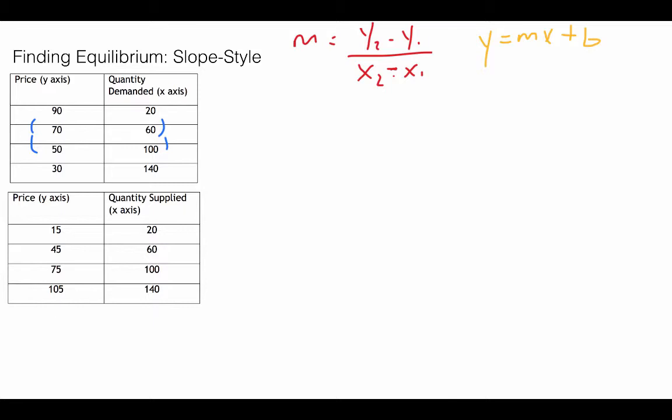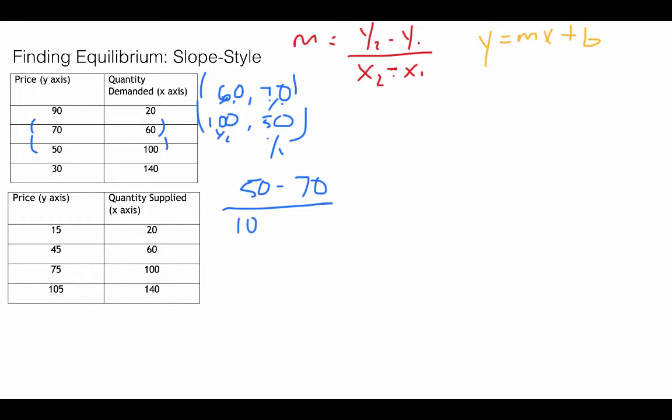So I have a point of 60, 70, and a point of 100, 50. I set those up and label them x1, x2, y1, and y2. Now I just plug in: y2, 50 minus 70 over 100 minus 60. I'm left with negative 20 over 40, which I know to be negative 1/2. So there is my slope of demand, negative 1/2.